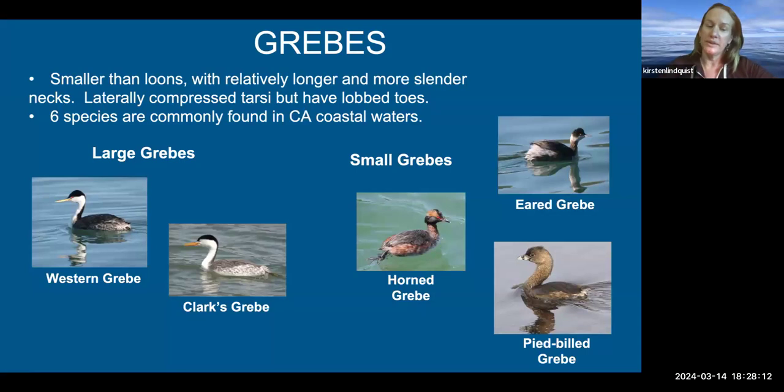So grebes, the larger grebes can be confused for loons in that they are a bird that spends time on the water and diving, and they have the black and white shading, sometimes called counter shading, when you have the dark above and the light below. So these birds have different proportions. So we'll talk about the large grebes first.